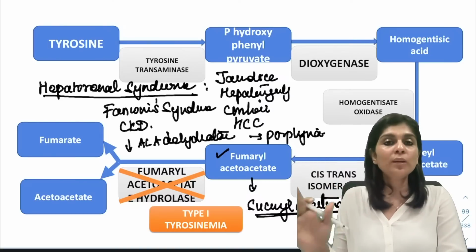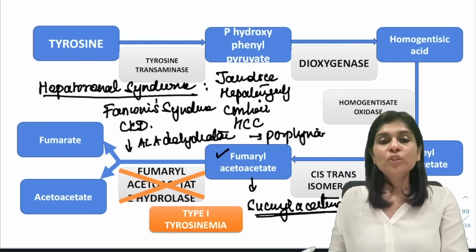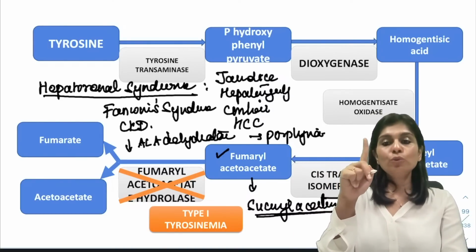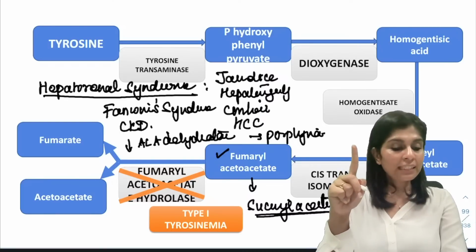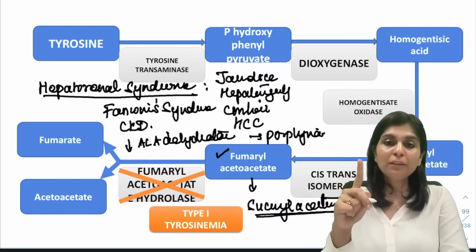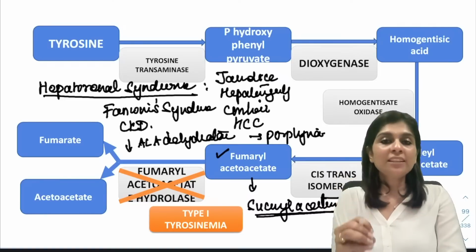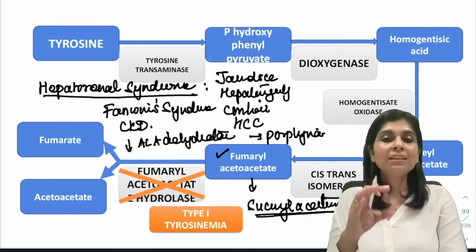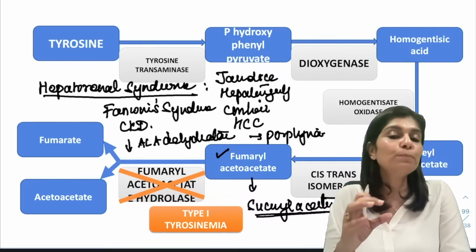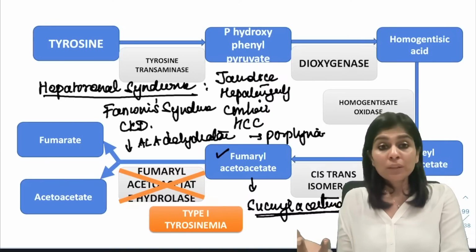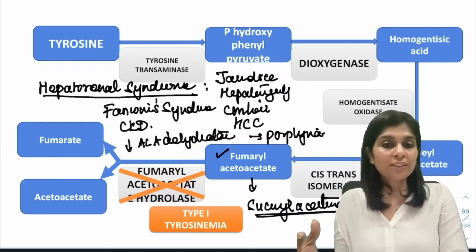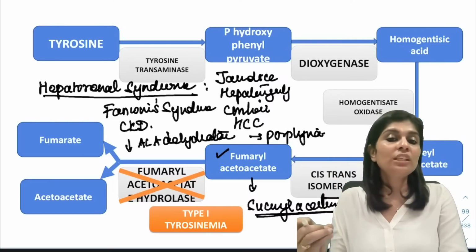Are you clear about type 1 tyrosinemia now? What is type 1 tyrosinemia due to? Because of the defect of the last enzyme. This repetition is for your benefit. Please repeat it along with me. In every session, I would be telling you this. There is no secret. There is no shortcut to memory. It's just repetition that you need to do.